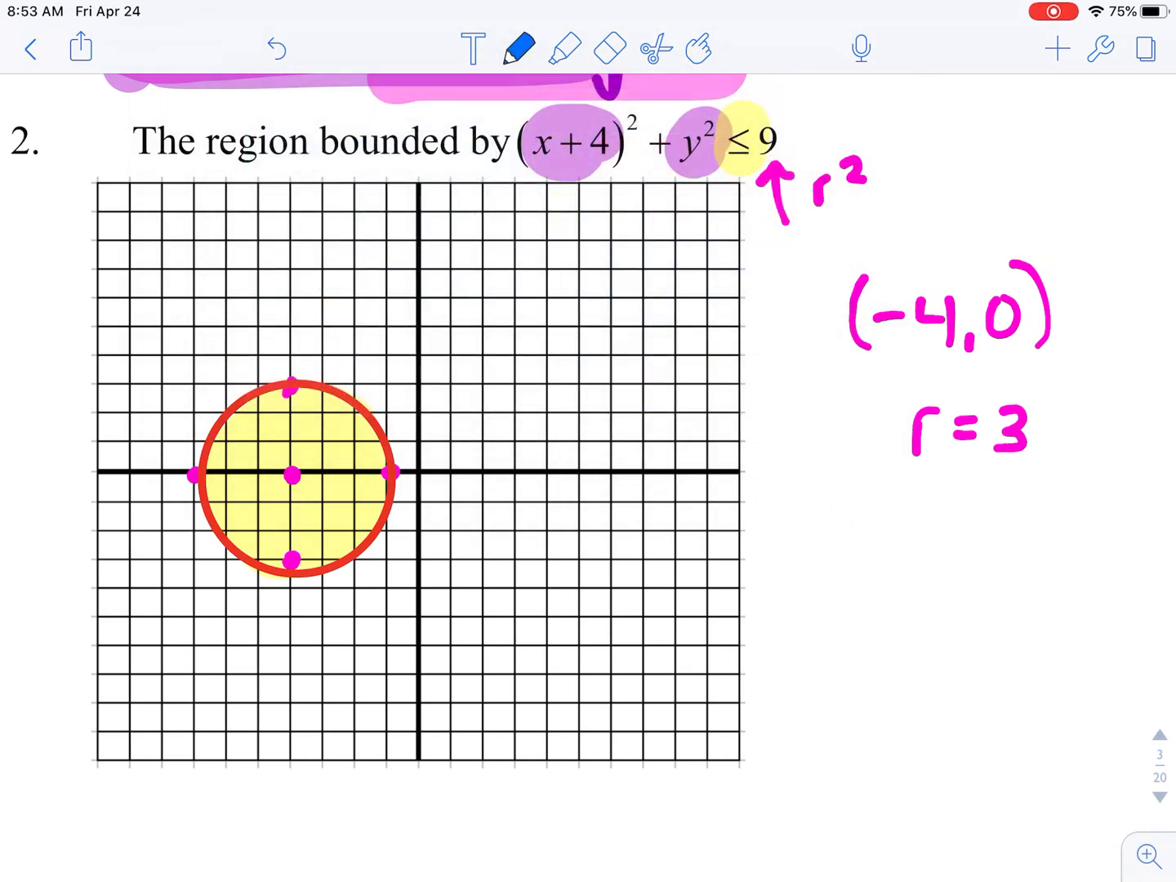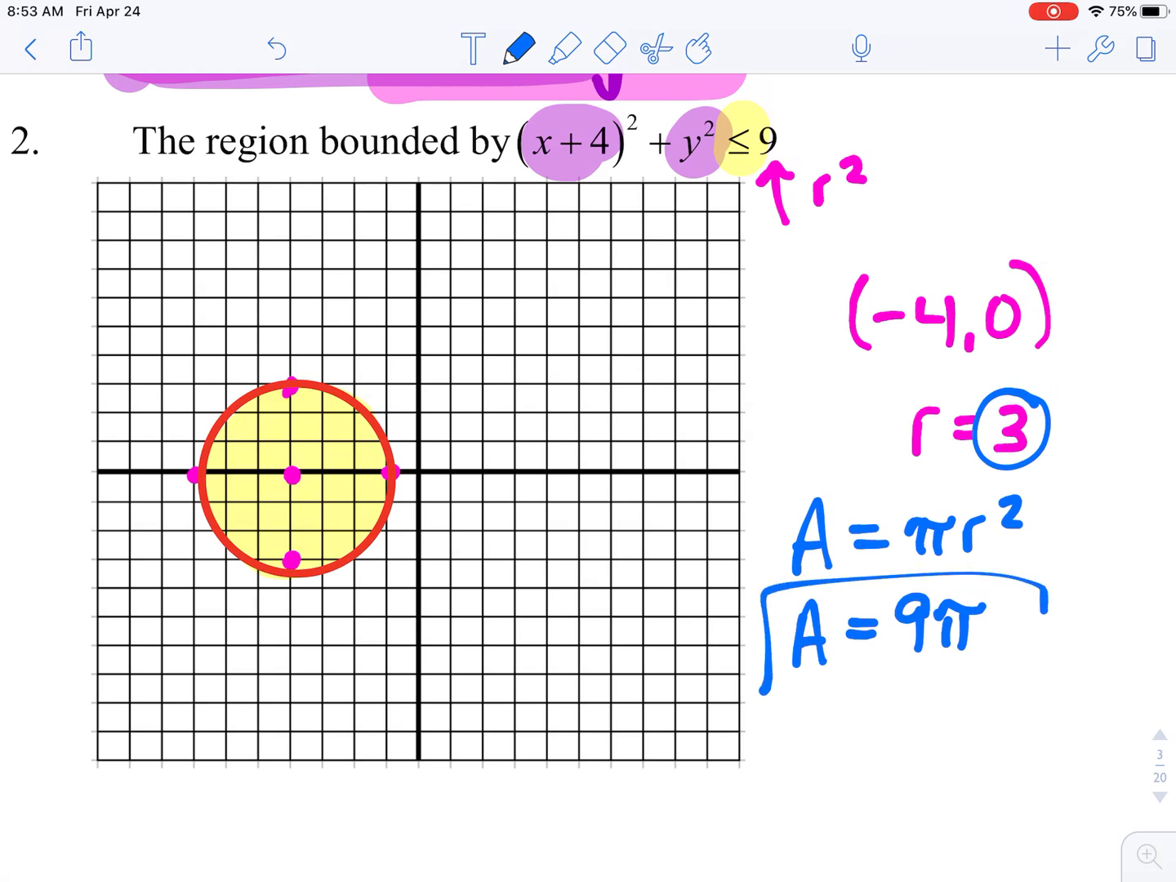This is a circle. The formula for area of a circle is pi r squared. We know our r is 3. The radius is 3, so 3 squared is 9 pi.